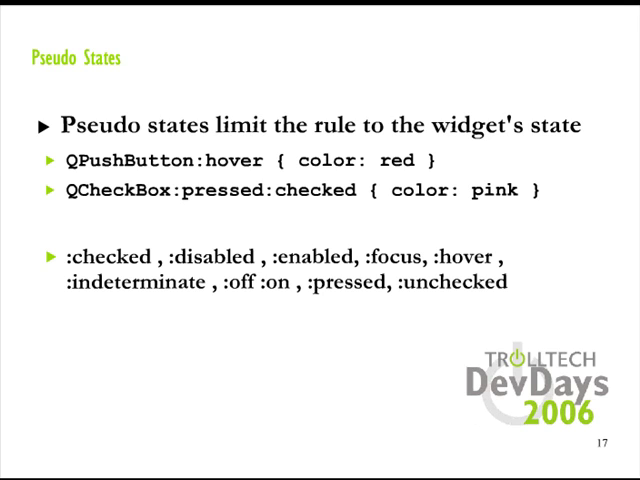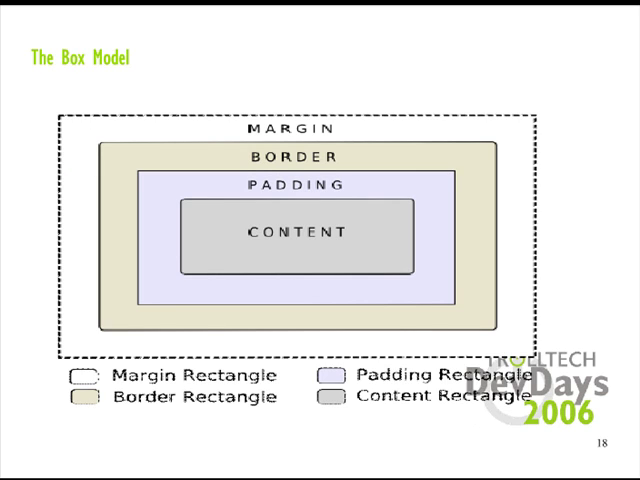Pseudo states. We say when you hover, it has the colon syntax, as you can see. The first rule says when you hover over a push button, the color should be red. The next one is more interesting. You can actually combine pseudo states. You can say that when the checkbox is checked and when it is pressed, I want the color to be pink. And there are a whole bunch of pseudo states like checked, disabled, enabled. It should be pretty obvious what they mean.